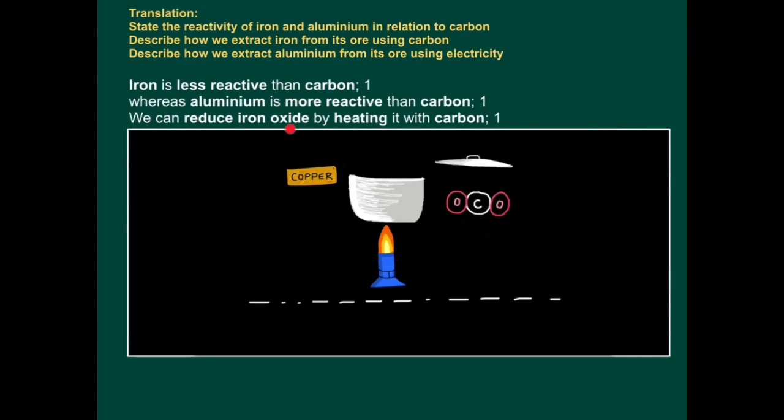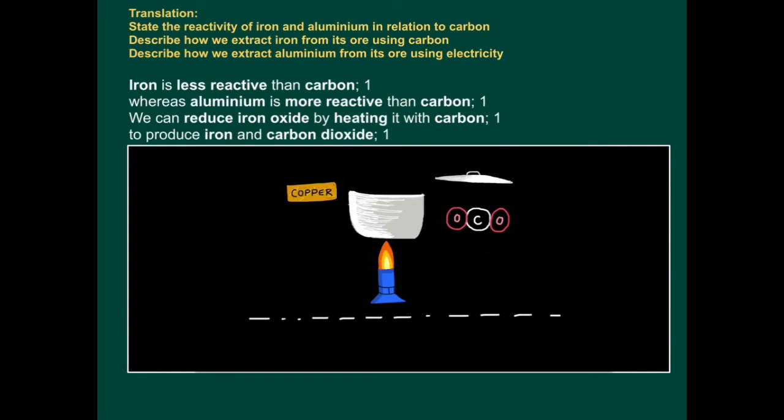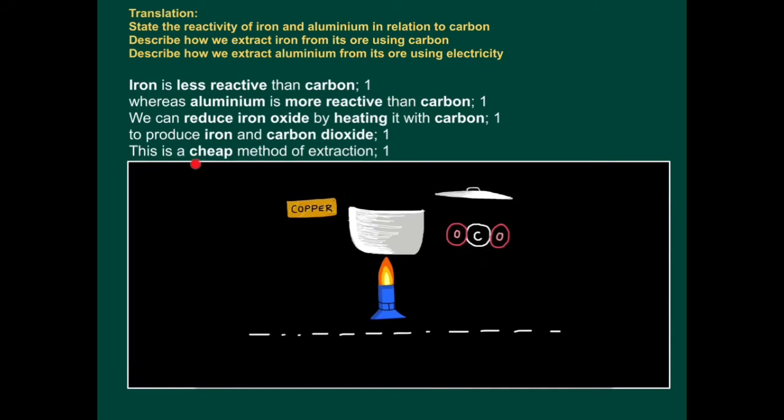So we can reduce iron oxide, not just iron oxide, by heating it with carbon. And this produces iron and carbon dioxide. In this reaction, carbon has been oxidised to form carbon dioxide, and iron oxide has been reduced to form iron. It's worth mentioning that this is a cheap method of extraction because carbon is dirt cheap. I mean, literally, it's soot.